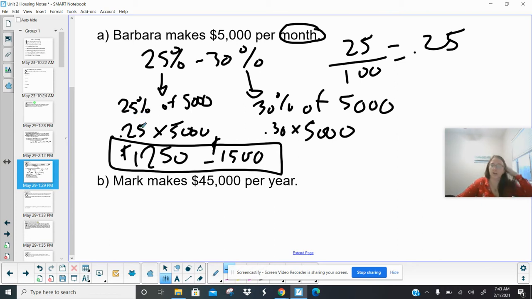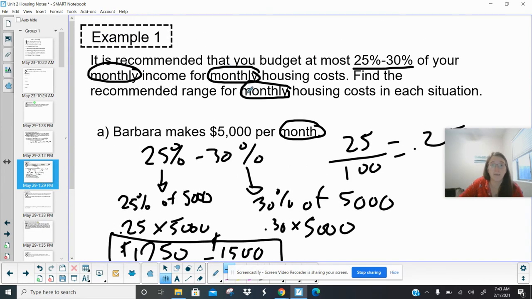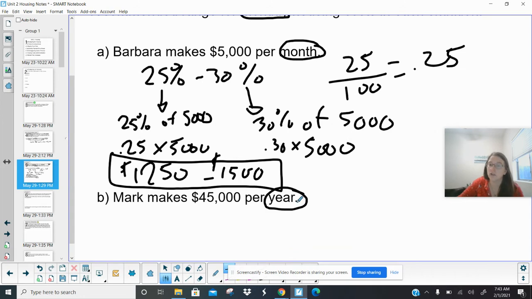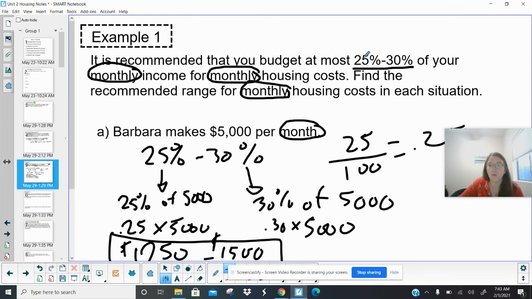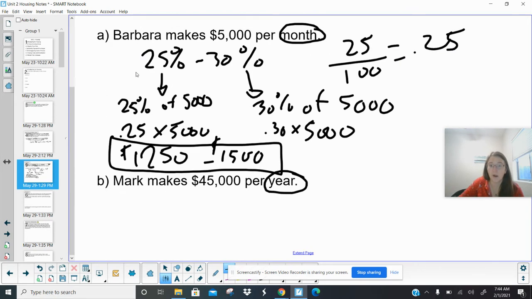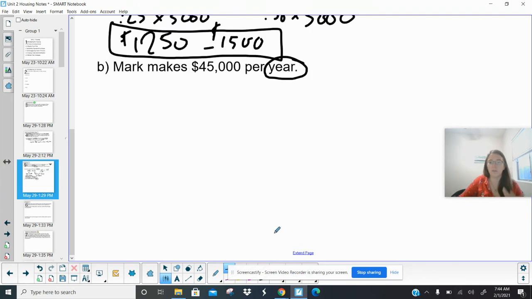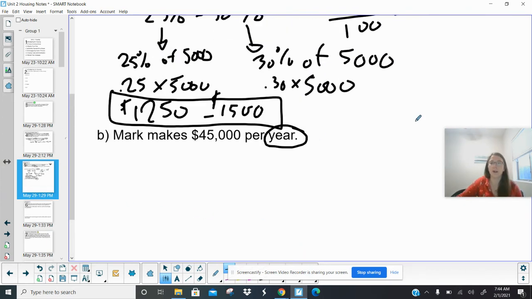Let's go ahead and look at B. We're going to try it again. Mark makes $45,000 per year. There's a time period, and notice this went month, month, month, year. So we need to make them match. It says 25 to 30% of your monthly income, right? Because you pay your bills every month. You pay your rent every month. So we want to know how much he makes per month so we can budget based off of that.